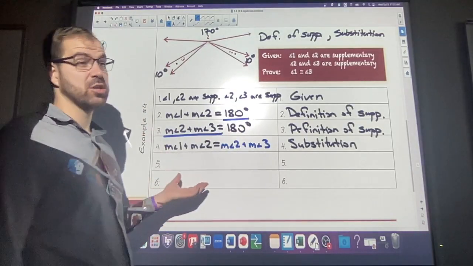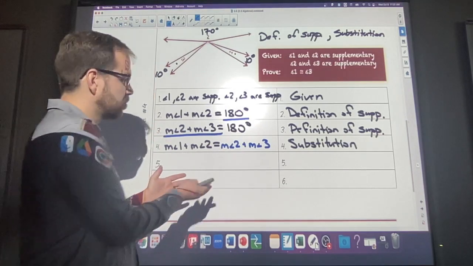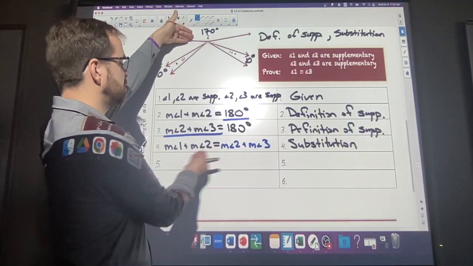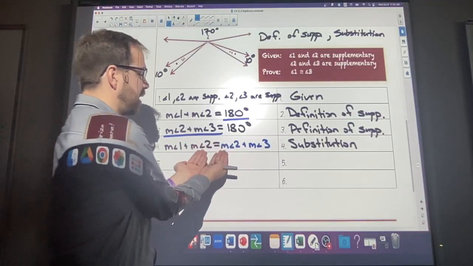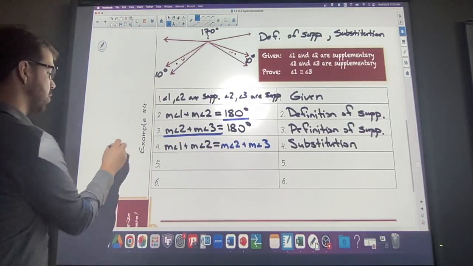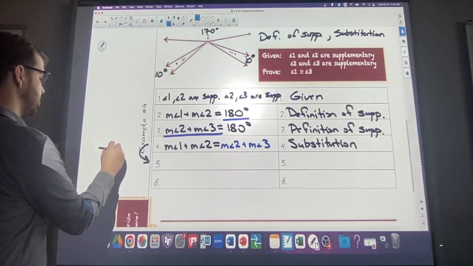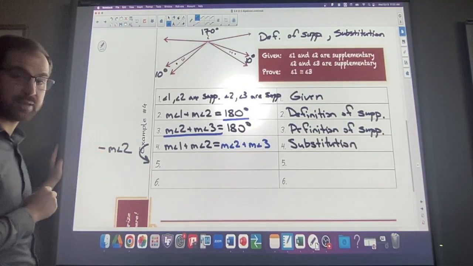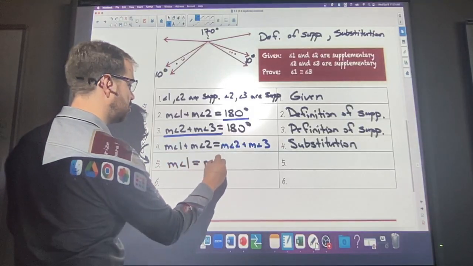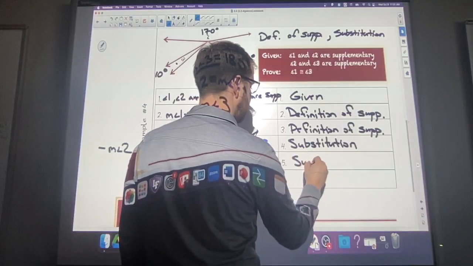Well, we have a common term on both sides. I know these are angles we're talking about, but these are measurements, right? Degrees. In the example we gave up here, 2 was 170 degrees. So we could subtract this from both sides and then it would be totally gone. And that's what we're going to do. We're going to subtract the measure of angle 2 from both sides. And we'll just be left with the measure of angle 1 equals the measure of angle 3. And that would be the subtraction property.